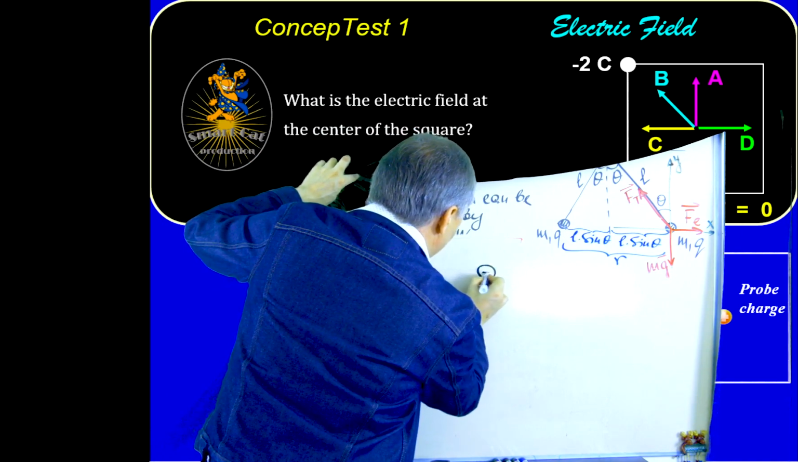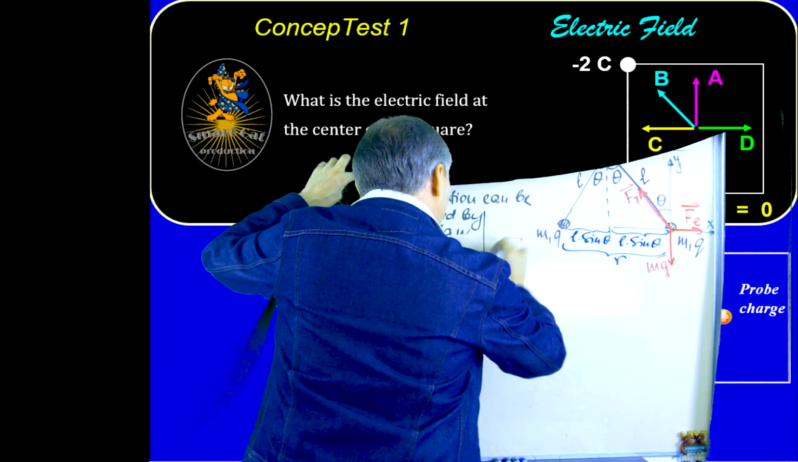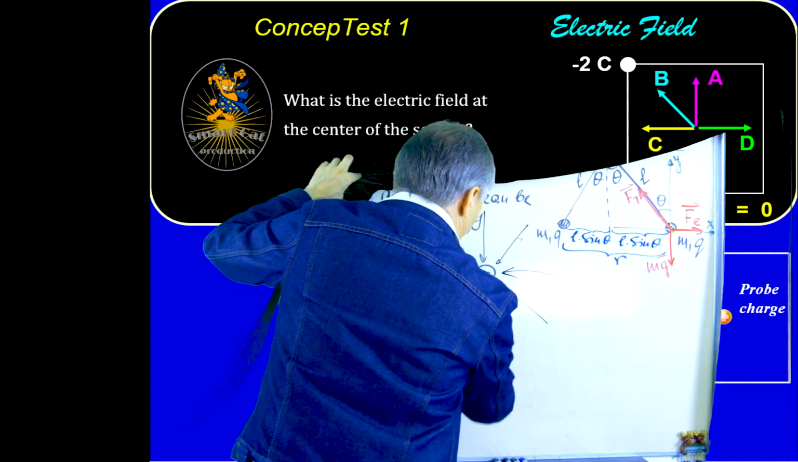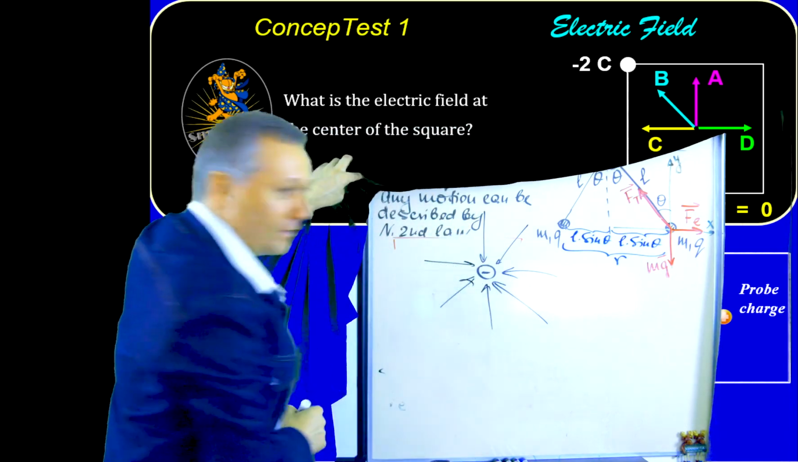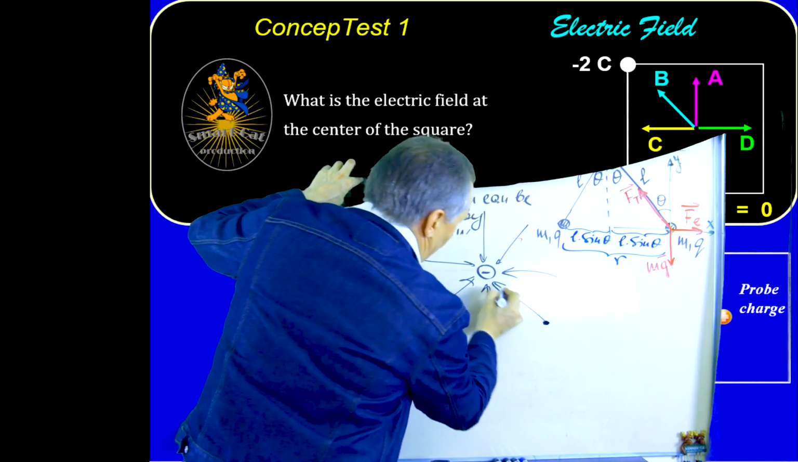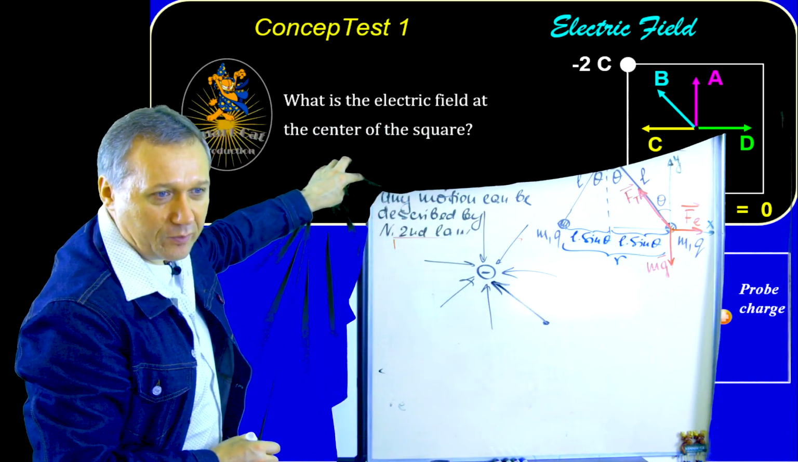So we have one negative charge, and electric field lines, you remember, all the time they're towards that. So our point in question is over here. So one of these electric field lines basically give us direct information about the electric field.